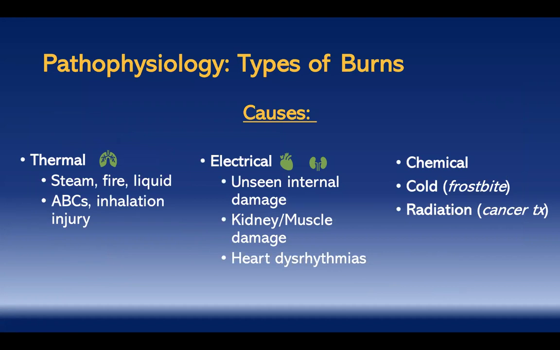Now, there are different types of burns. Thermal burns happen from things like fire and steam and heat. And when we're thinking of thermal burns, we might think about things like sunburns or burning yourself on a hot pot, but we also have to think about airway and breathing because of inhalation injury. So if a patient's in a house fire, they're more likely to die from an inhalation injury than they are from the actual skin burn.